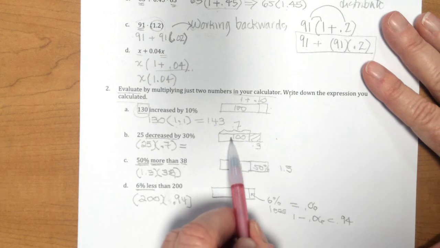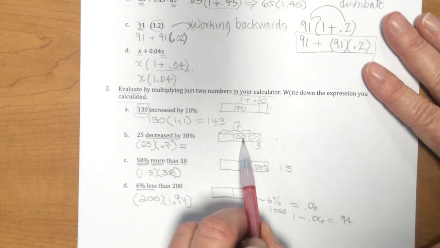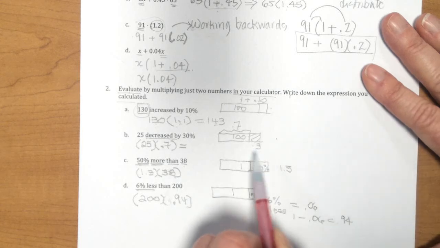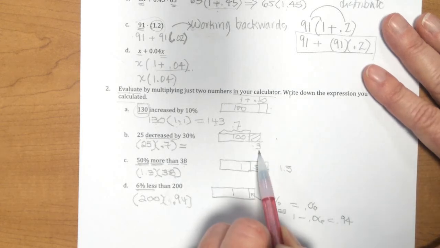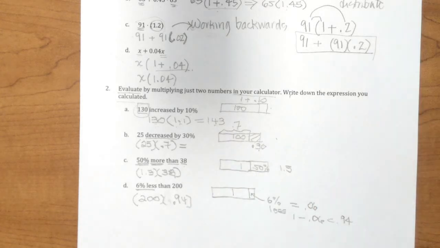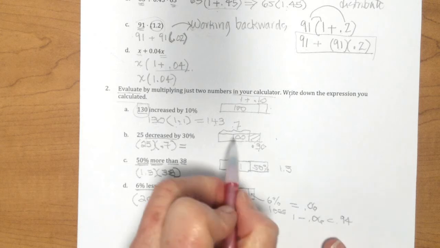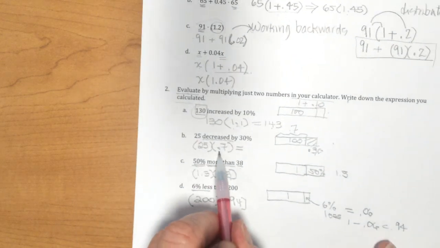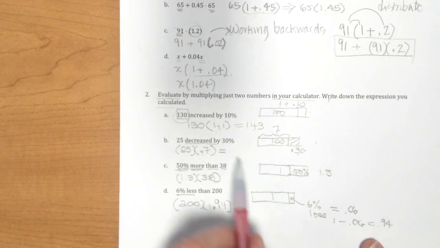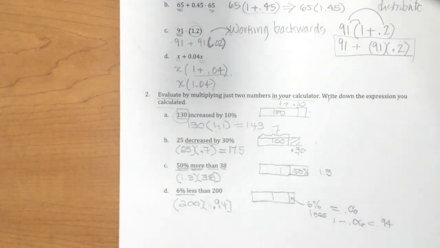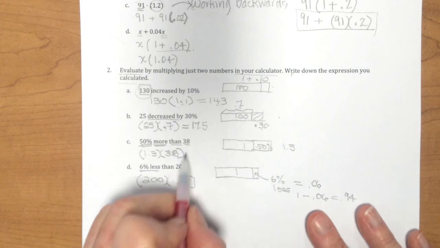So again, thinking of this as being 100%, and I know that I'm decreasing it by 30%. So what am I left with if I have 100% minus 30%? Well, 30% is 0.30. So what am I left with? I'm left with 0.7. So I'm going to multiply 25 times 0.7. And what do I have when I multiply 25 times 0.7? I have 17.5.